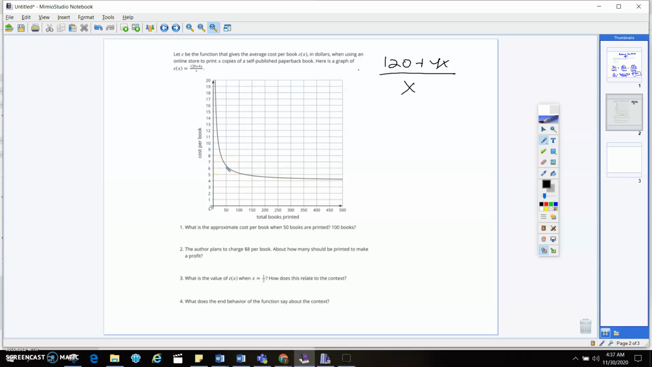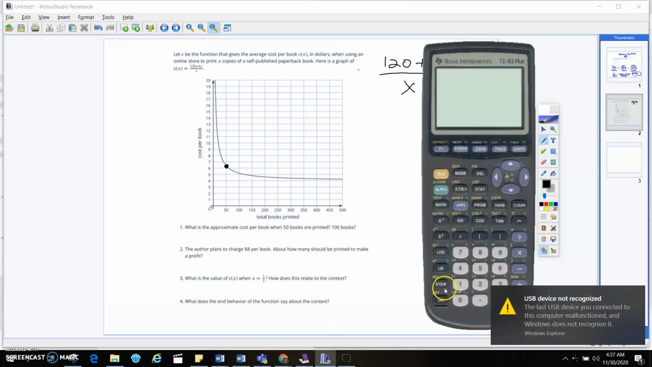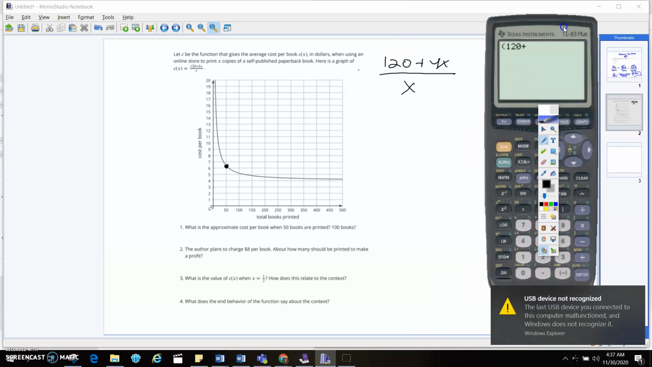What is approximately the number of books? Looking at the graph, it's going to be roughly around here. And I'm not really sure what that number is. So even if I'm unsure about the graph, I could take 50 and plug it into this equation right here. So I could go into my handy-dandy calculator. Sorry, the screen keeps freezing now. And I could be like, hey, calculator, I'm going to plug 50 in for x. So I'm going to do 120 plus 4 times 50.